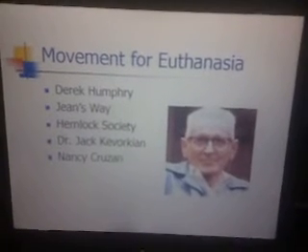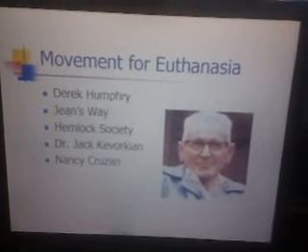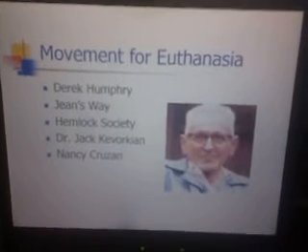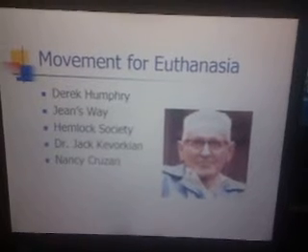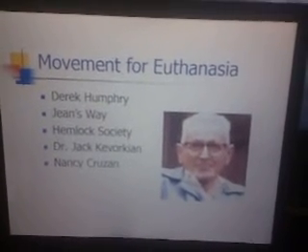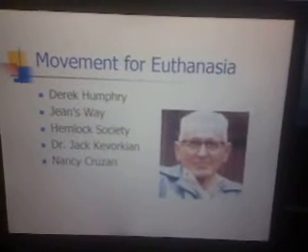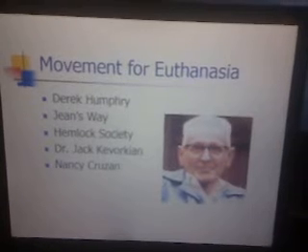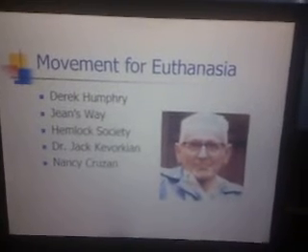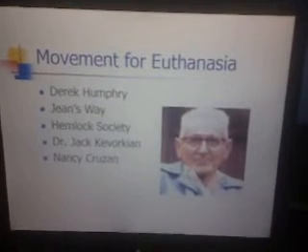The movement of euthanasia has started many years ago, and there are some doctors who are proponents of euthanasia. One of them is in a photo here, which is Dr. Jack Kevorkian in the US, and he performed euthanasia on many of his terminally ill patients so that they could die peacefully. But because euthanasia is considered illegal in the US, he was charged in court and sentenced to jail.